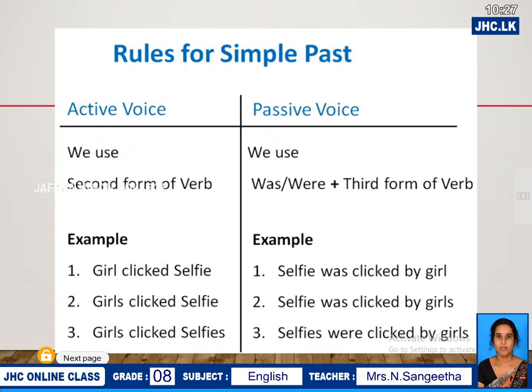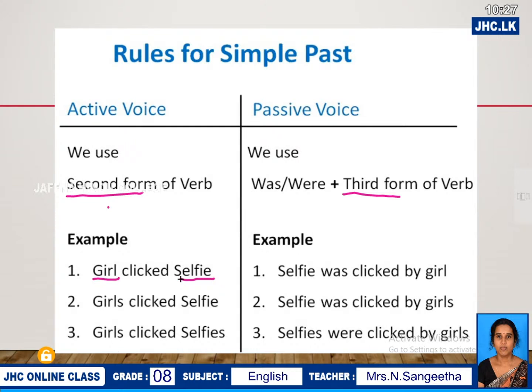Again, this is for simple past. The same examples with simple past. We use second form of verb, past tense, and here we use the third form of verb. For active voice, girl clicked selfie, girls clicked selfie, and girls clicked selfies. Here the subject is singular and the object is also singular.